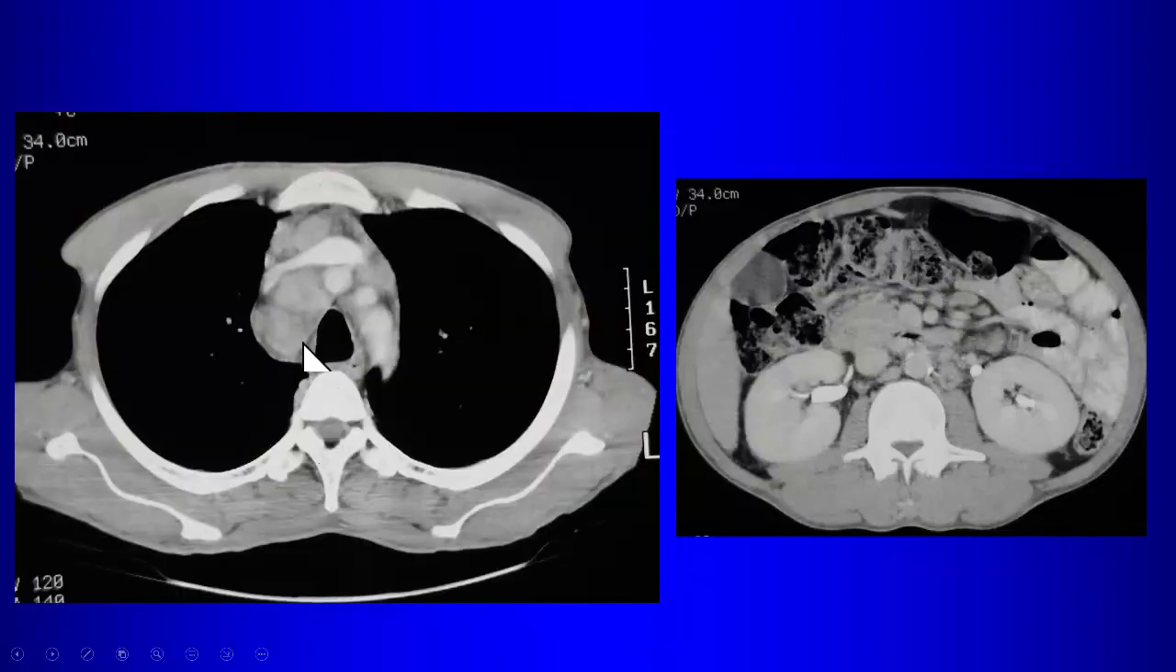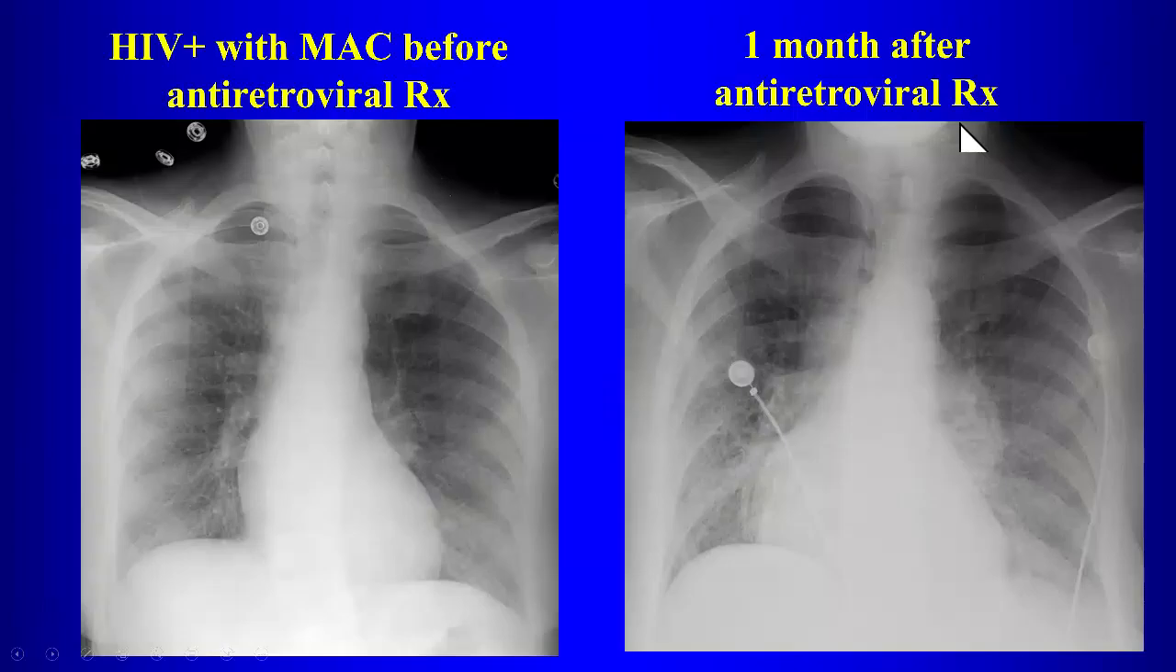So they can have lymphadenopathy. It can also have lymphadenopathy elsewhere also. It doesn't have to be within the chest. So TB and atypical mycobacteria can be your differential diagnosis in patients who have lymphadenopathy who are HIV positive.